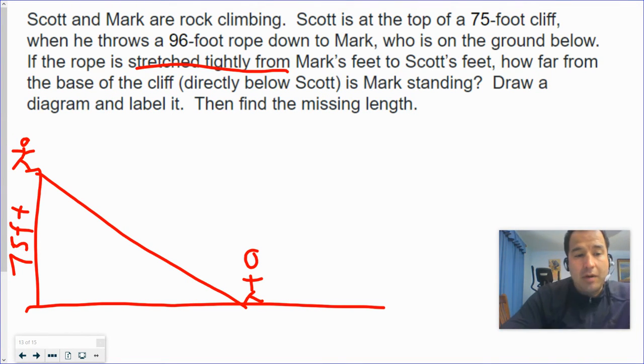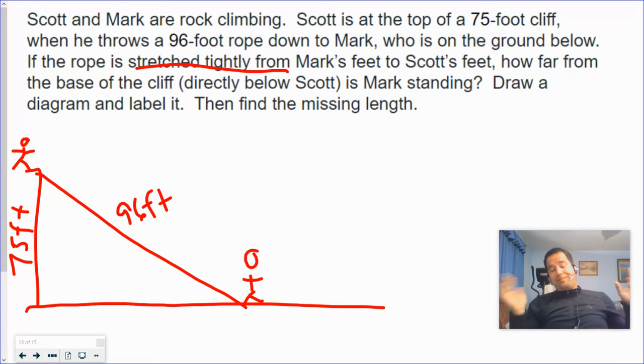This is a 75-foot cliff. What is he, like 30 feet tall? Anyway, work with me here. There is Mark, and this is a 96-foot rope. Well, ladies and gentlemen, look at the picture. And you're like, oh, this is so silly. Yeah. But you know what?